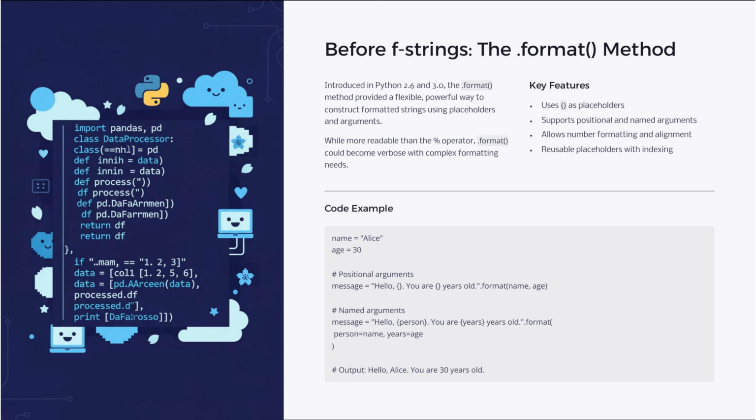For example, using positional arguments: "Hello, {} you are {} years old.".format(name, age), or named arguments: "Hello, {person}. You are {years} years old.".format(person=name, years=age).